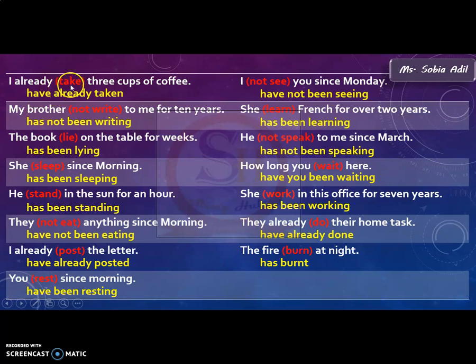I already take 3 cups of coffee. Now, already, here you can see this is telling you that it can be present perfect tense. You need to use has, have with the third form of verb, right? So cut this one, take, and write here, I have already taken 3 cups of tea. I have already taken, right?